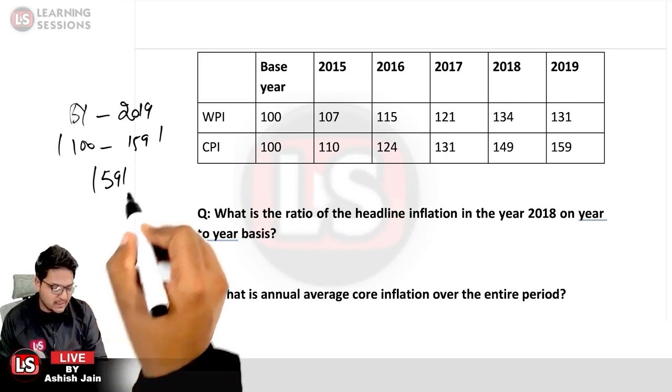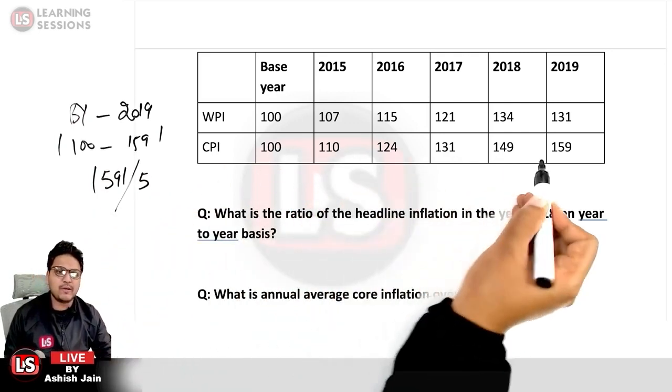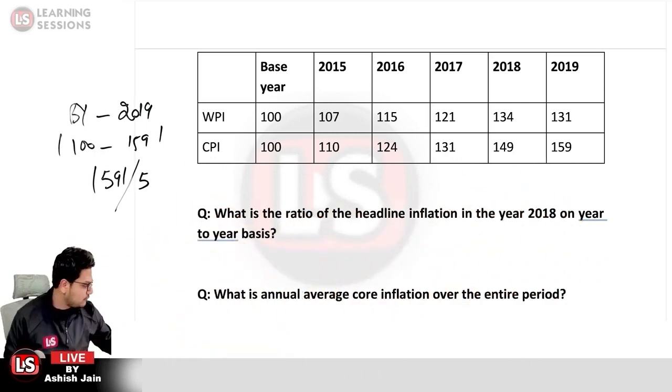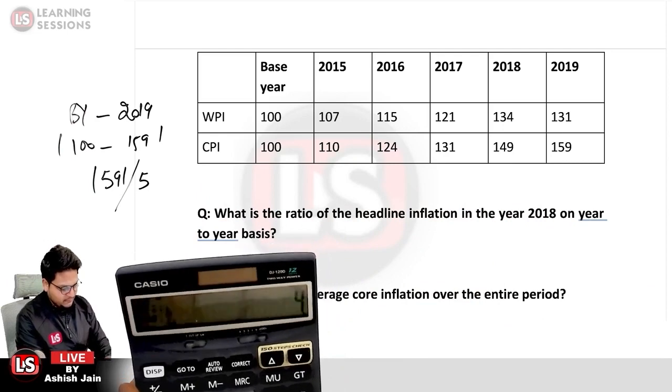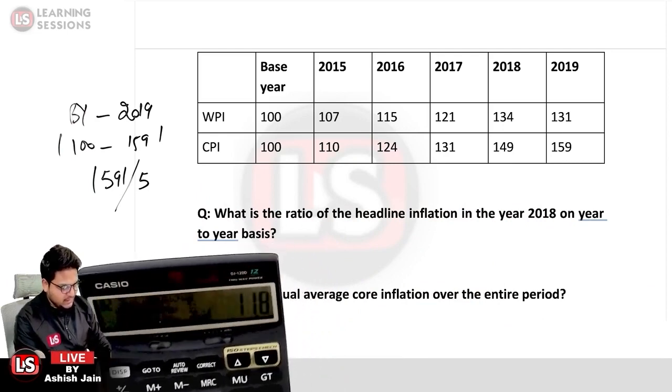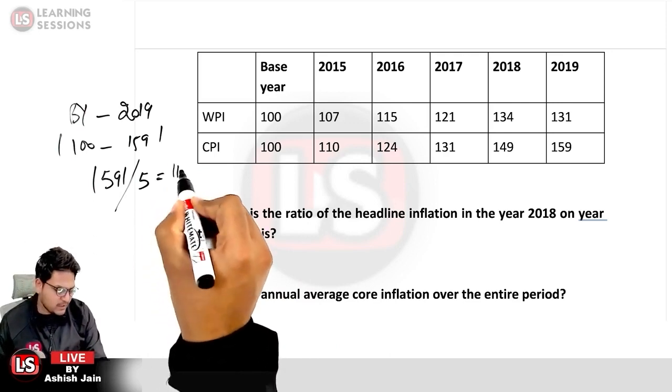And we need to calculate the average, so we will divide it by 5, counting 1, 2, 3, 4, 5. So 59 divided by 5 comes out to be 11.8.